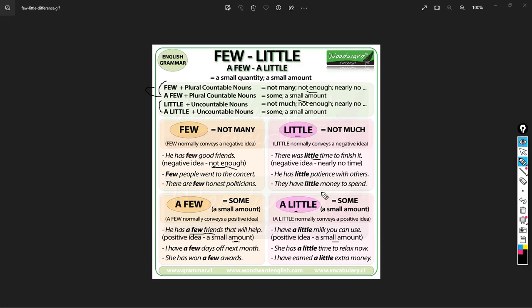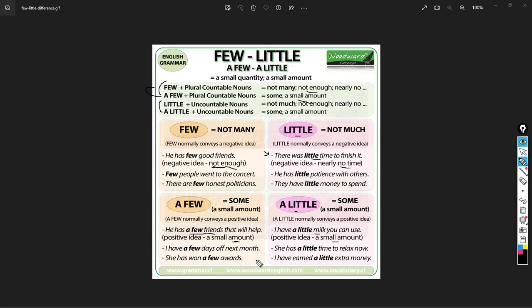uncountable nouns. So notice the example here is saying there was little time to finish it, not enough time to finish it. But I have a little milk you can use. The amount of milk is okay just to use some.